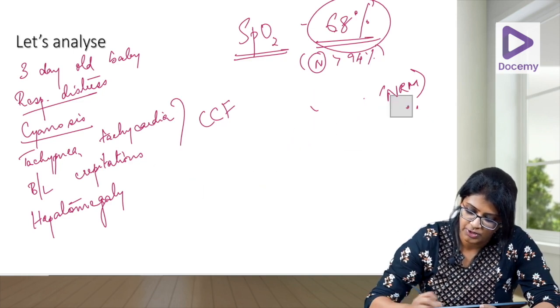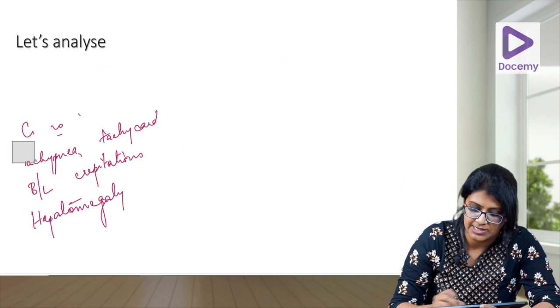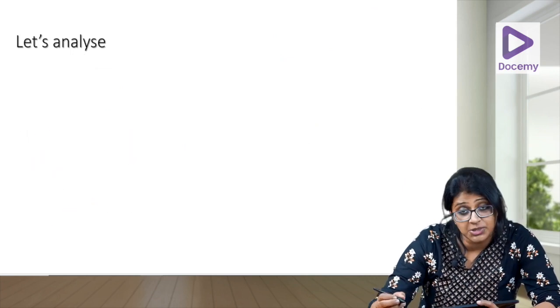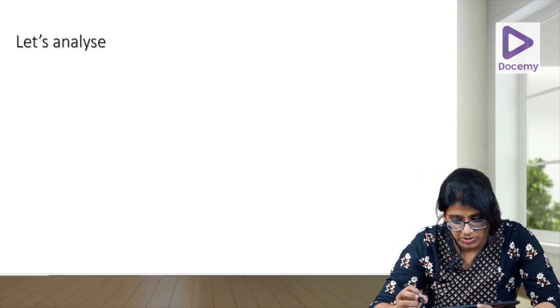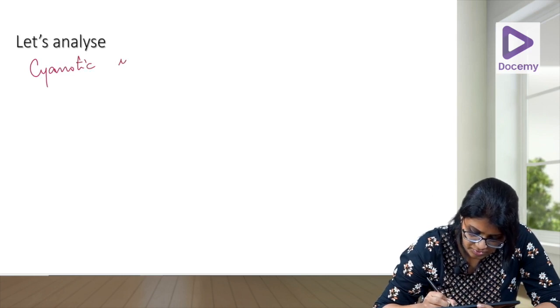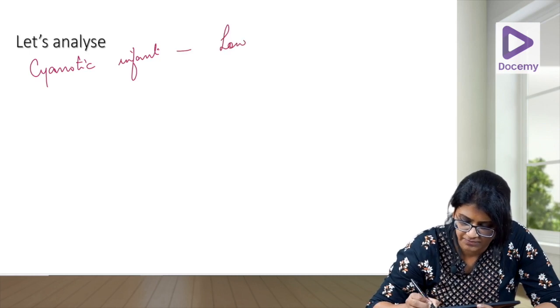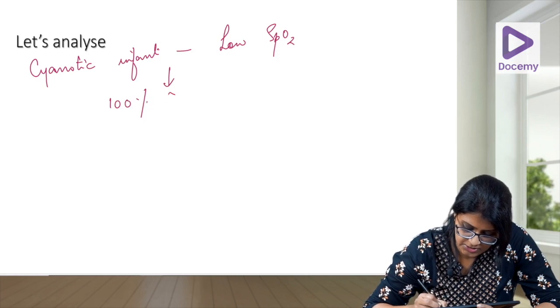So, what did we just do? We found a neonate with central cyanosis with CCF, with a saturation of 68% in room air, and we gave them 100% oxygen. So, it is a cyanotic infant with low saturation, you give them 100% oxygen.